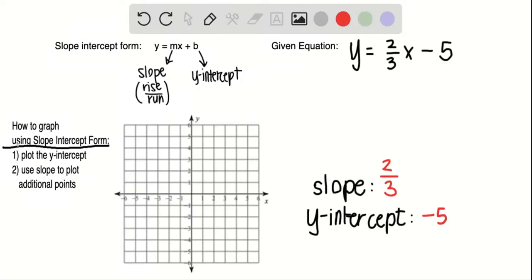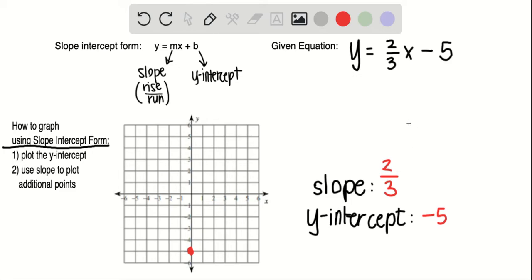How to graph using slope-intercept form says we'll plot the y-intercept first and then use the slope to plot additional points. So first I'm going to find the y-intercept of negative 5 on the y-axis. The y-axis is the vertical axis and negative 5 is just 5 below. Then I'm going to use the slope of 2/3.